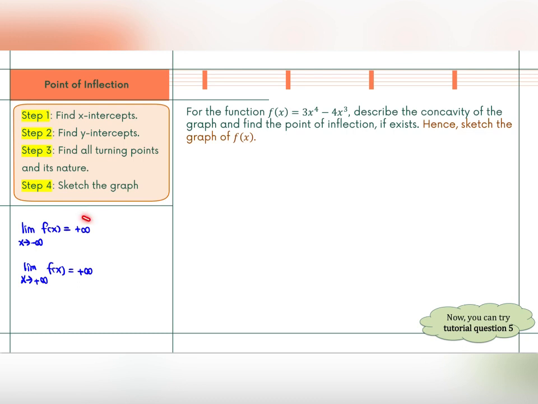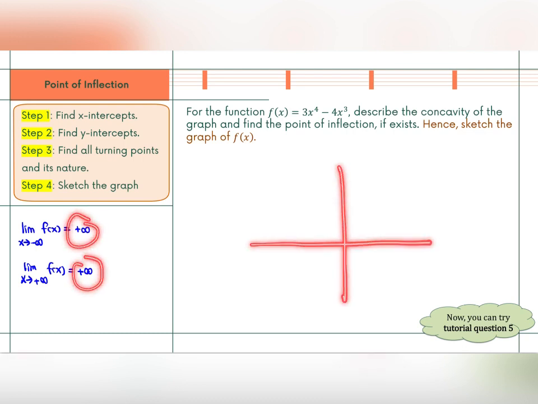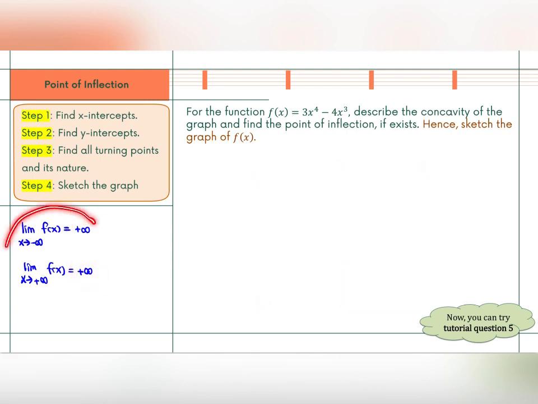So kenapa kita nak tahu benda ini? Sebab saya nak tahu graf saya nak start pada negatif ke daripada positif, dan saya punya ending nanti dekat negatif ke dekat positif. Okay, so itu sebenarnya aim kenapa kita gunakan this limit. Alright, so now it is time to plot our graph.